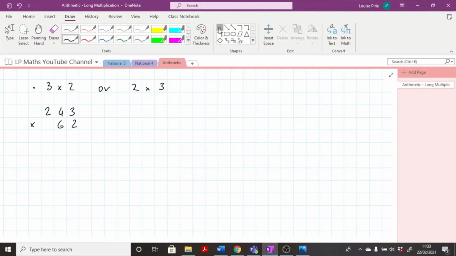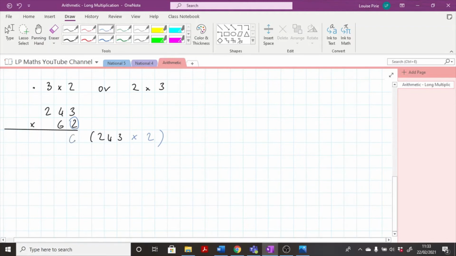Okay, now to be honest with you, the process is exactly the same. So I'm going to multiply the top number, that 243, by the digit in the units column, and in this case that is the 2, so we're going to be multiplying by 2.